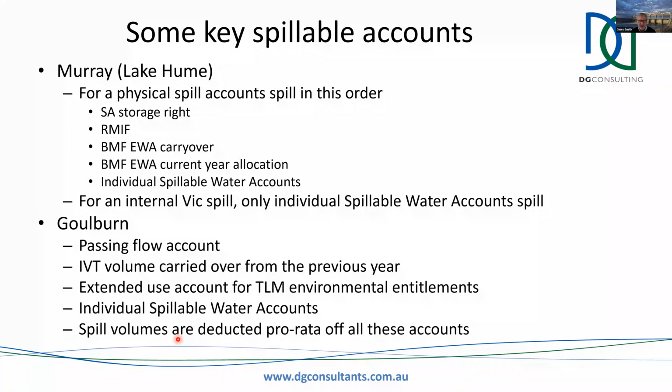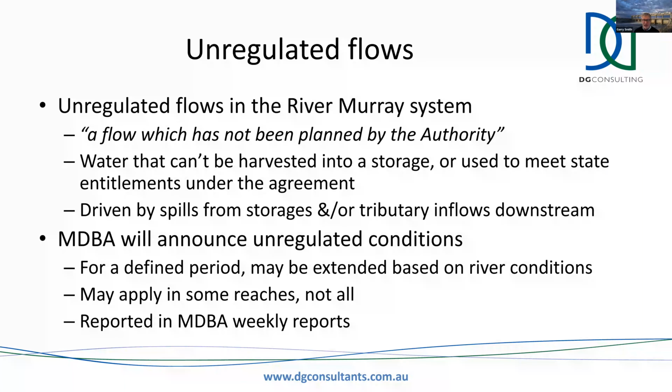So if we're thinking about spills, they really often lead to a phenomenon that we call unregulated flows. That's flows that can't be stored or used upstream of the South Australian border. In the River Murray system, it's a flow which hasn't been planned by the authority, is how they technically define it, and that's water they can't harvest into a storage, particularly Lake Victoria, which is the last storage available, or can't be used to meet state entitlements, such as South Australian entitlements under the agreement.